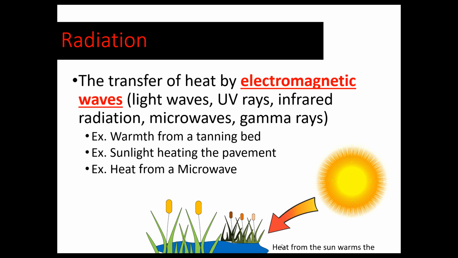Another example would be sunlight heating the pavement. So that sunlight is coming from space via the electromagnetic spectrum. And so that would be an example of radiation. If food is being heated in the microwave, microwaves are part of the spectrum. So anything that is being heated by any component of the electromagnetic spectrum, that is an example of radiation.